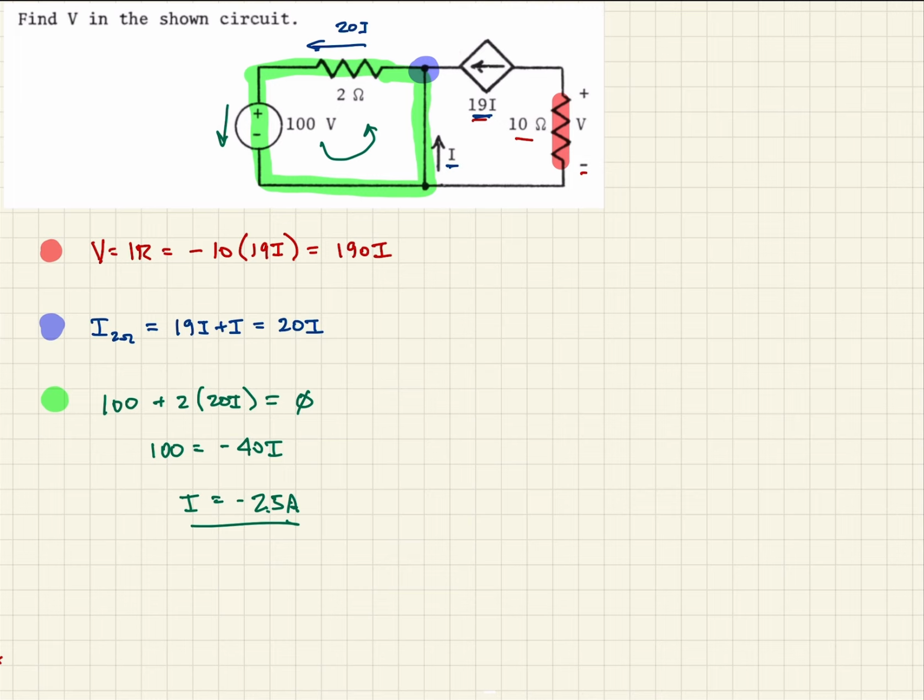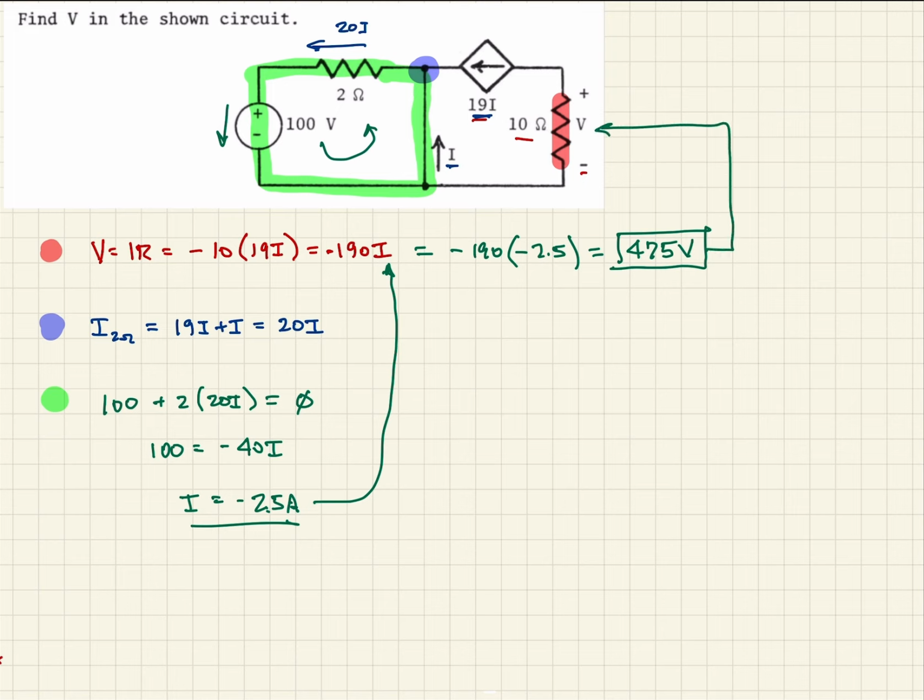and I forgot my minus sign there. So now we can take this number and plug it back into this value here. When we do that, we have minus 190 times minus 2.5. And when we multiply that out, the negatives cancel and we get 475 volts. So this is the voltage drop across that resistor.